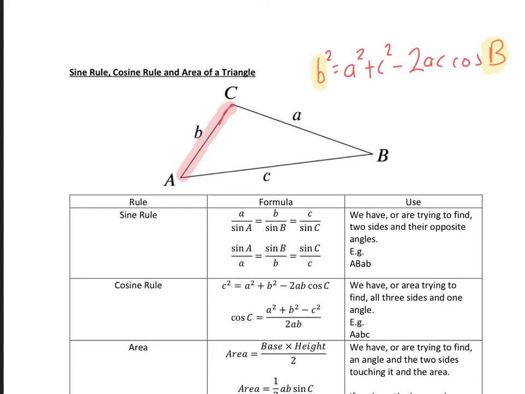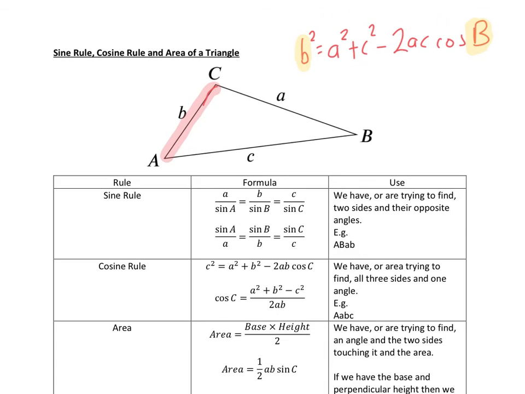Yeah, remember the pattern, because examiners will not label them nicely for you A, B, C. They might use P, Q, R. They might use 3 random letters. So just be aware of that. And the same for the area. If I want to use the area, I need 2 sides and then the angle between them.